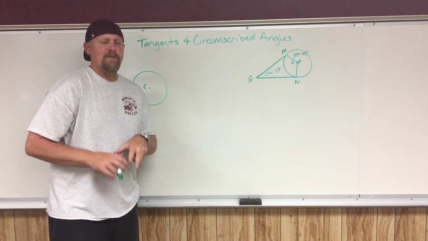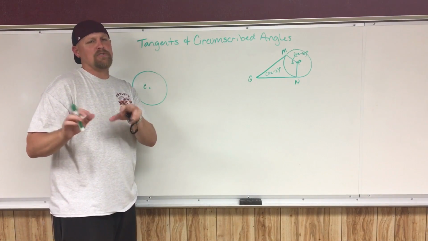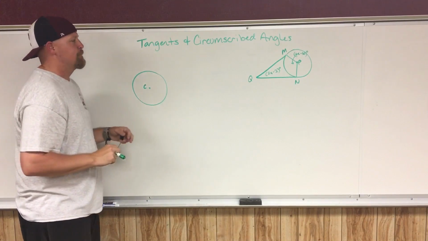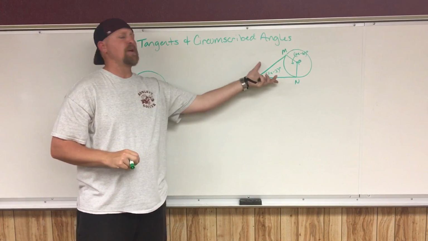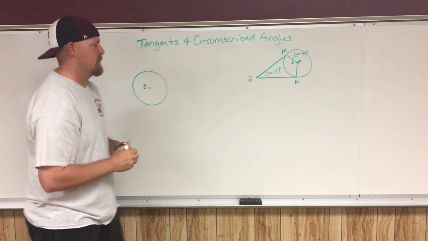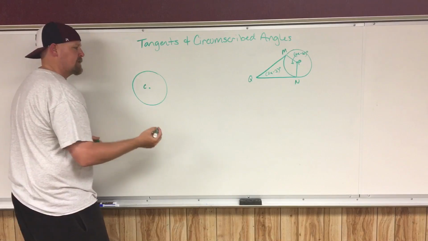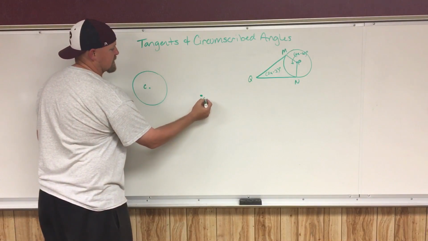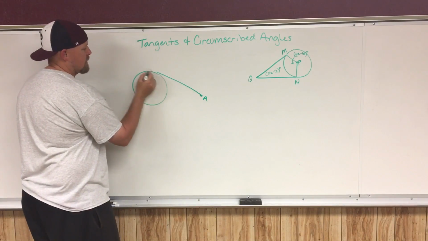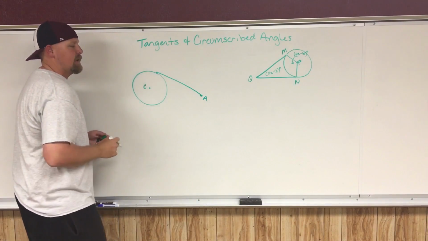All right, so in this video we're going to talk about tangents and circumscribed angles. Well, first I want to take this circle here, and then somehow get a picture similar to this. But we're going to talk about some of the things involved in this picture. First thing. If there's a point out here, any point, let's call it A, and then we draw a line from A to that circle, and it's tangent right there.